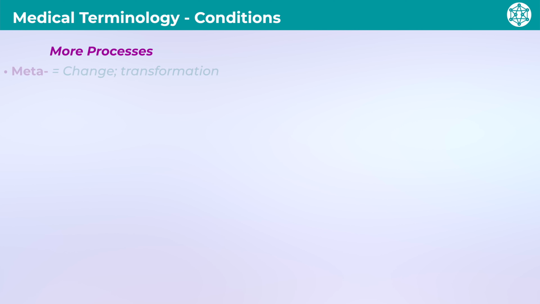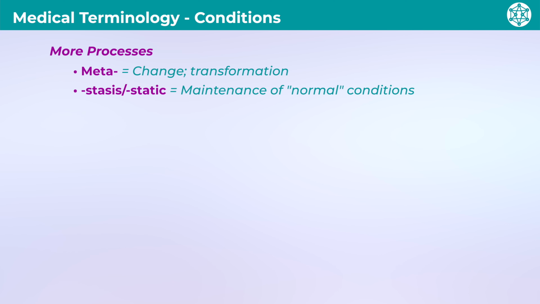Some more processes. Meta, this is the prefix actually that means change or transformation. So metaplasia, there's a transformation in cell type. Another one is stasis or static. That just means a maintenance of normal conditions. We all know homeostasis. So homeo is body, stasis is maintenance of normal conditions. You're maintaining your body within normal conditions. And the opposite of stasis or static is dynamic, which means changing or involving continual change. It is usually associated with processes that undergo constant modification. One example of such a process is hemodynamic.